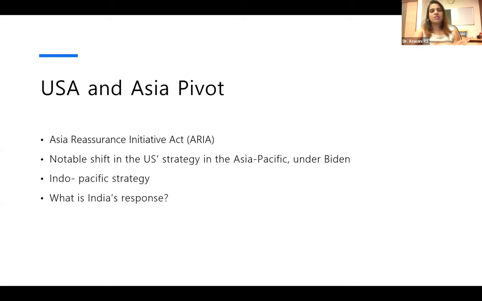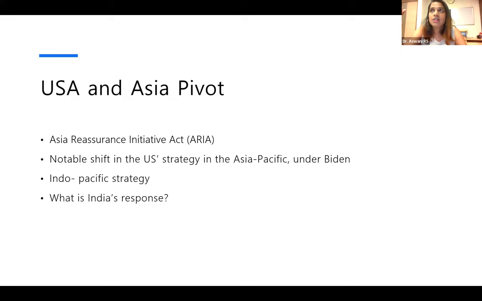Now, when we talk about the US and the US Asia pivot, okay. When it was the Obama administration, Obama wanted to enter into the Trans-Pacific treaty between countries of Southeast Asia and the US. As soon as Trump came to power, Trump retracted from signing the policy and on his own came up with something called the Asia Reassurance Initiative Act. There was an Indo-Pacific Strategy Report released in 2018 by the U.S. Department of Defense. And through that report, the Asia Reassurance Initiative Act, or ARIA, was released, okay.